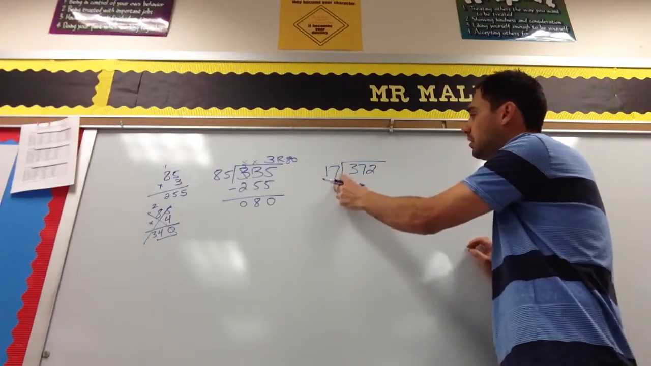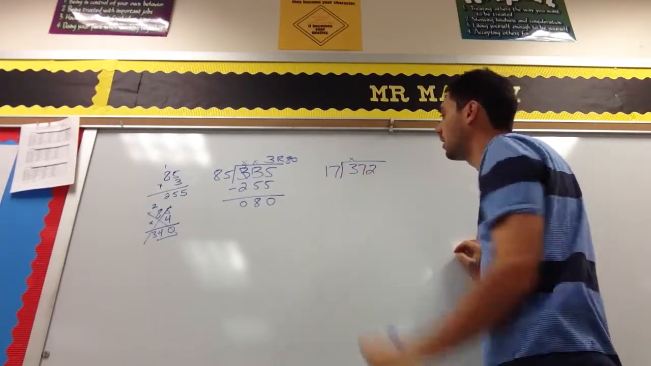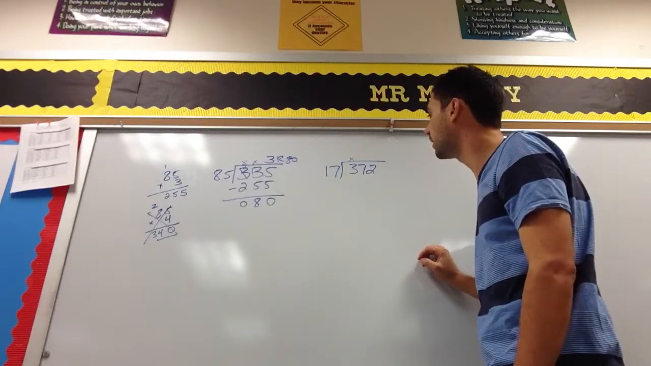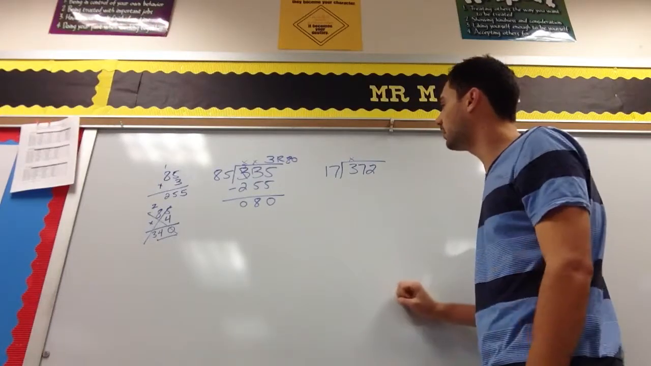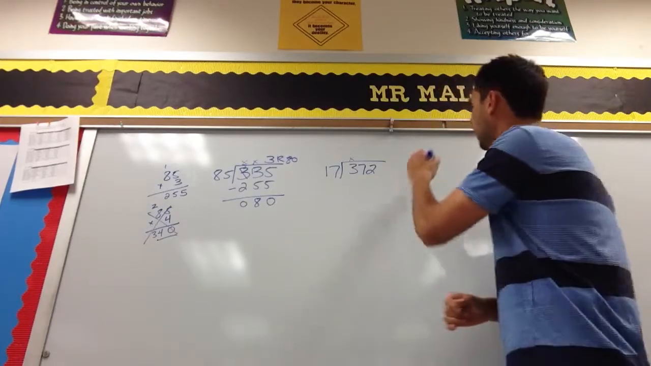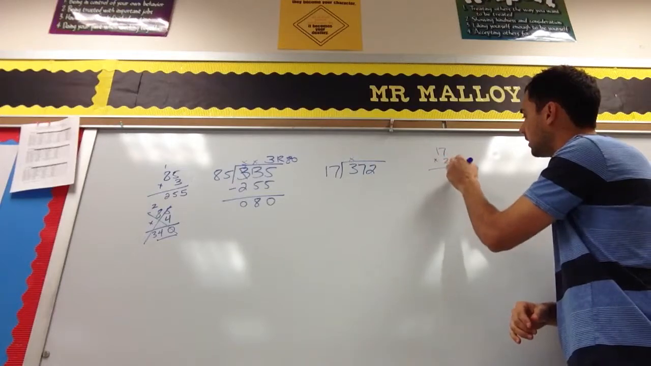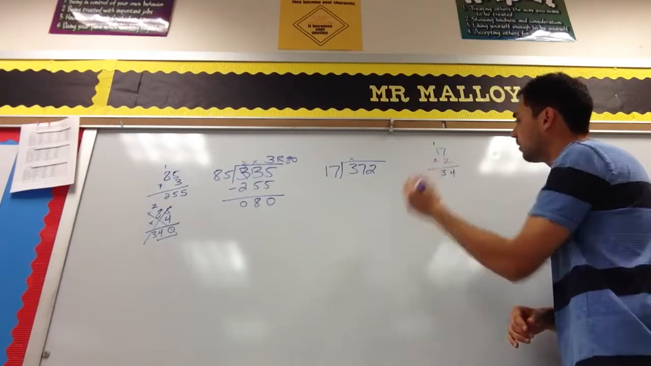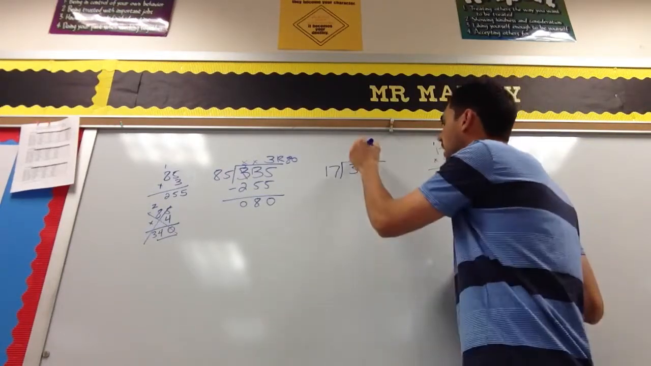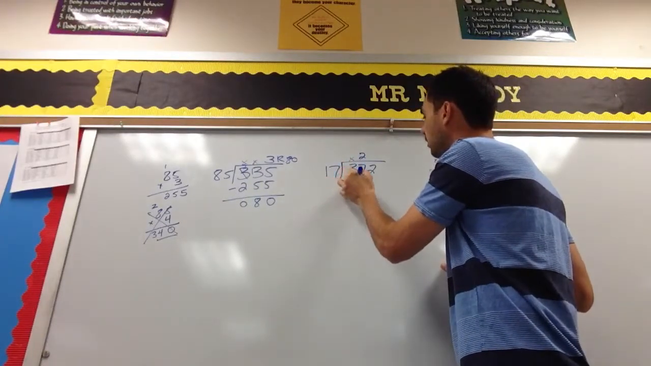Can 17 go into 3? No, I'm going to put an X above it. Can 17 go into 37? Yes. 17 and 37, they're relatively close together. 17 times 2. If you can't do it in your head, write it down. It would be 34. So I know it goes 2 times. 3 times I would be going over. 2 times 17 is 34.